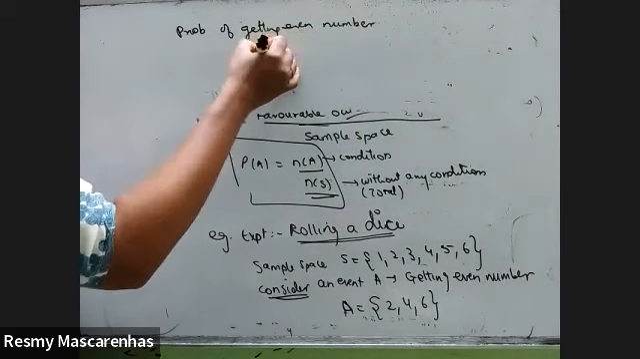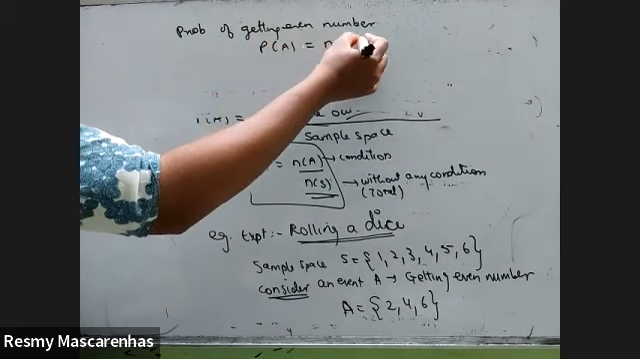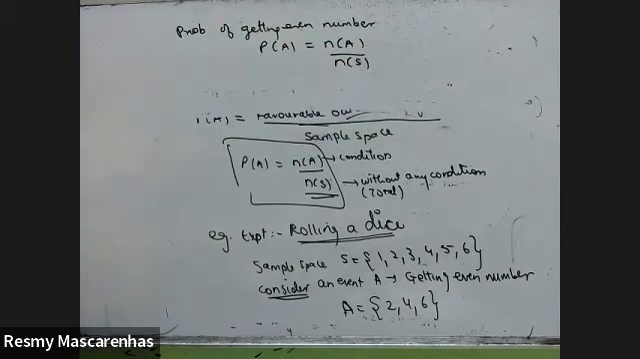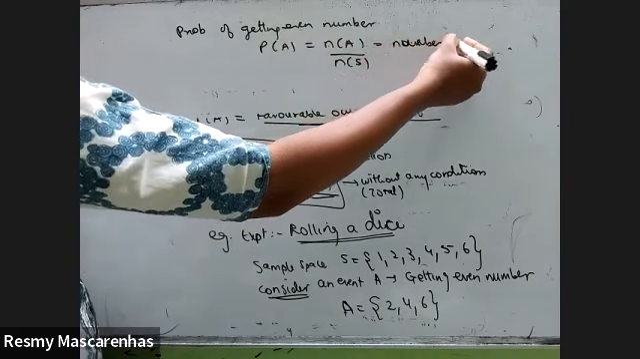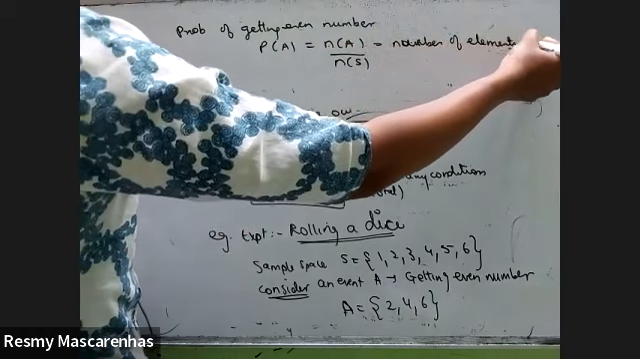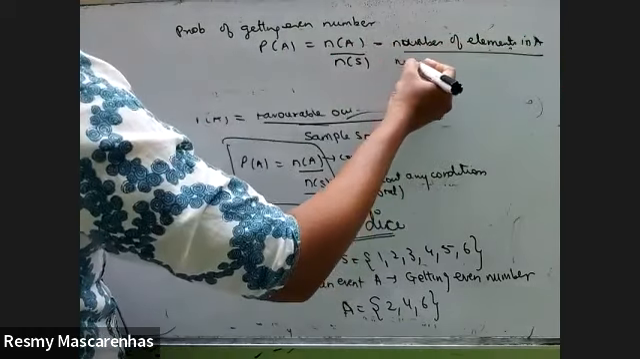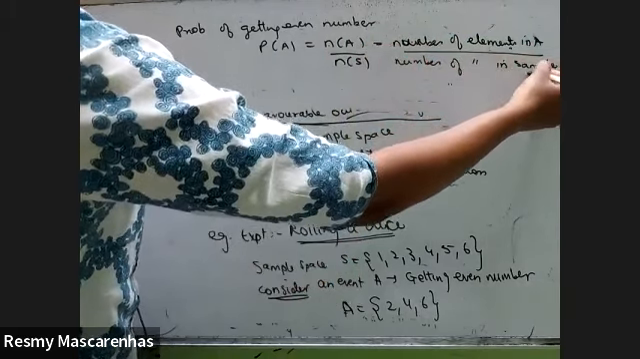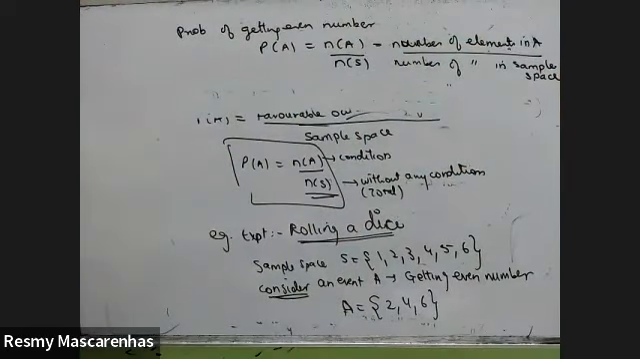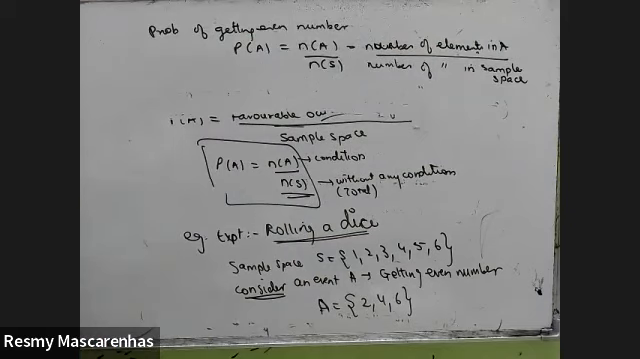P of A will be N of A upon N of S. You always have to divide by the sample space. How to read this? Number of elements in A upon number of elements in the sample space. This is how we read N of A and N of S. So what is the probability of getting an even number?